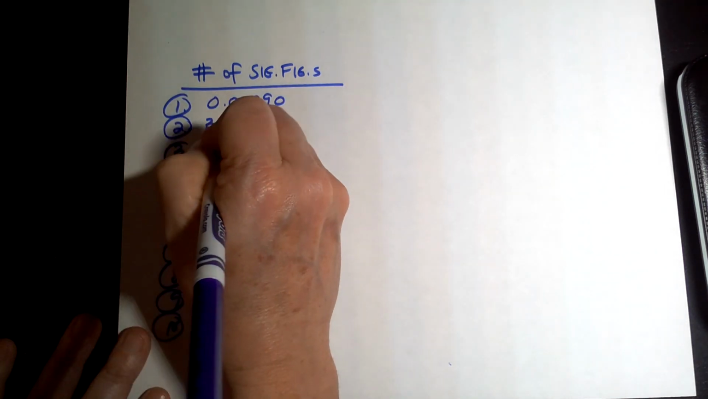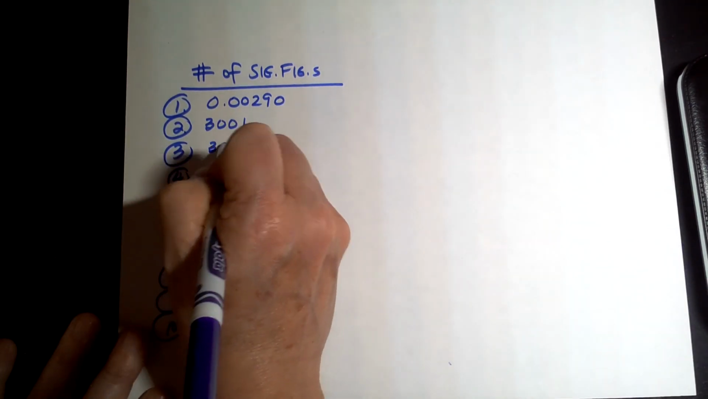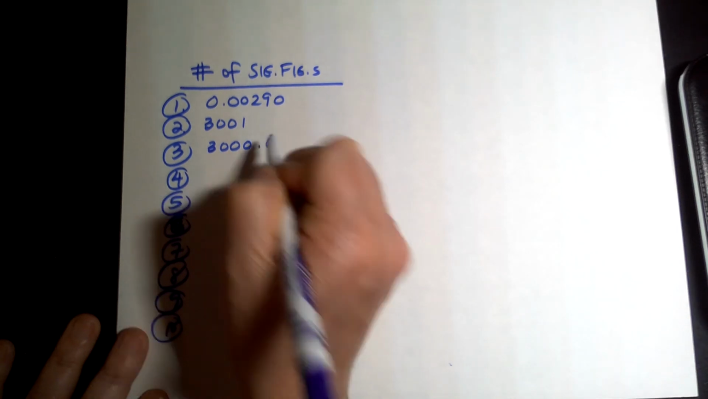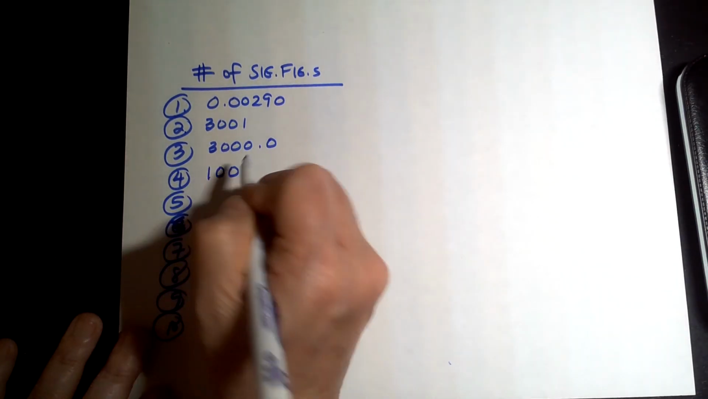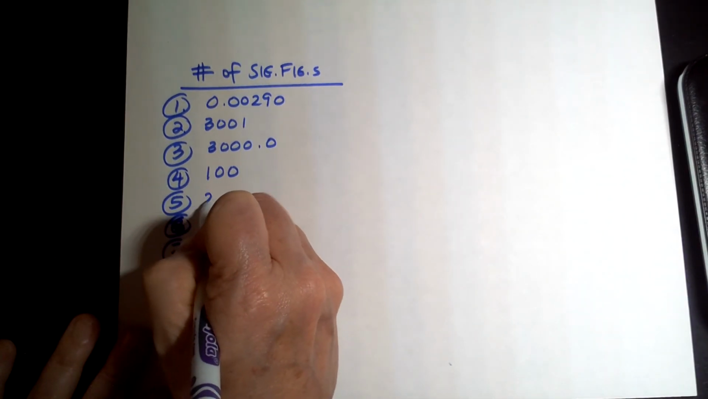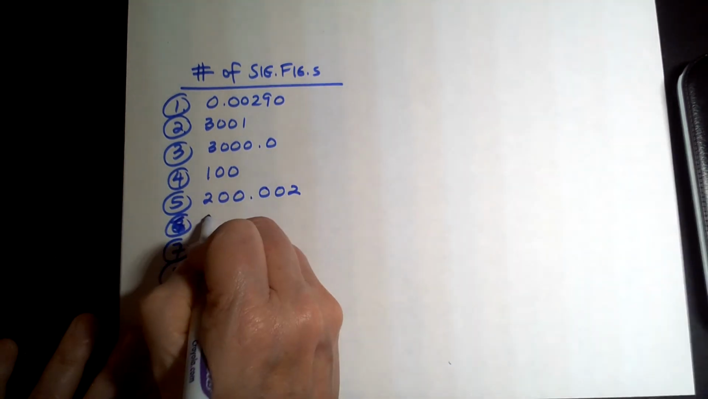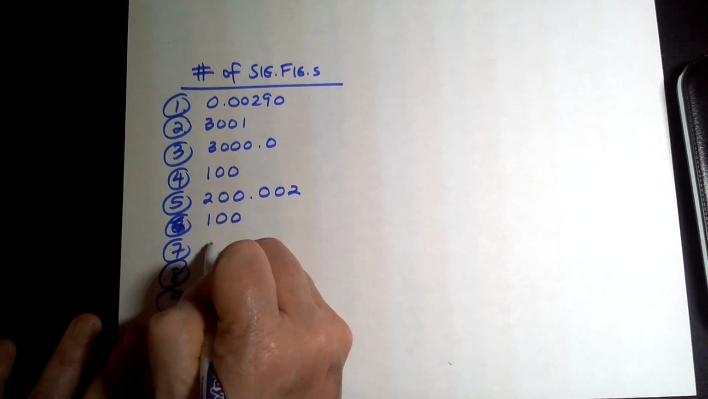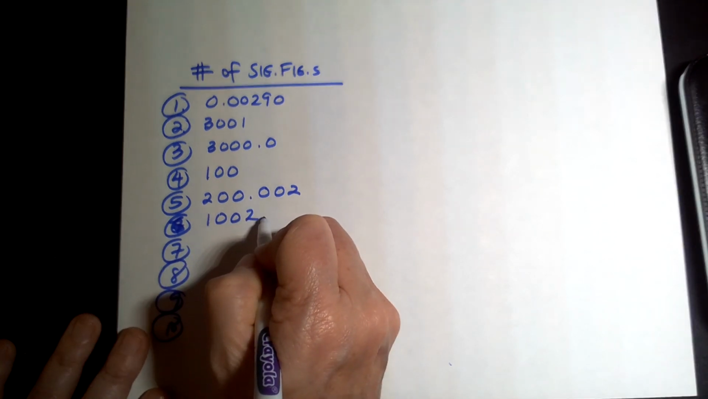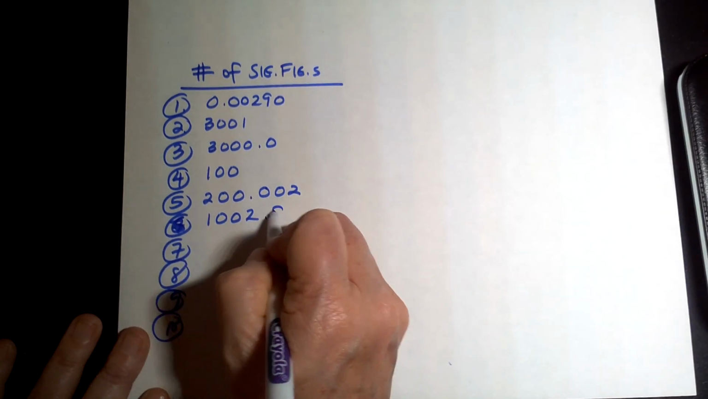So 0.00290, 3001, 3000.0, 100, 200.002, 100, 2.90.